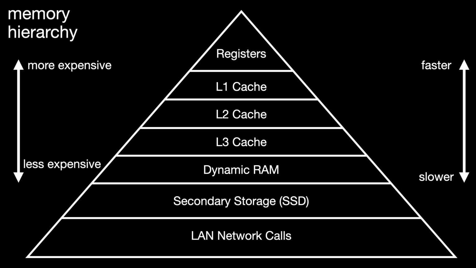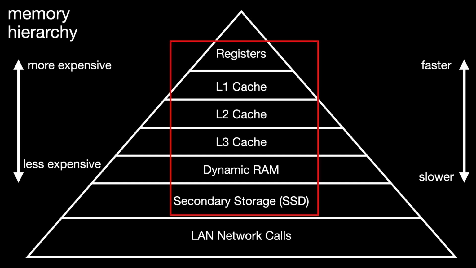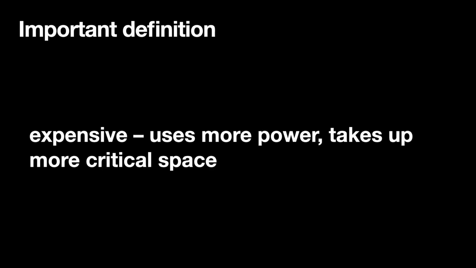As we go from the top of the hierarchy to further down, we can see that memory goes from more expensive and a lot faster to a lot cheaper and a lot slower. We're going to be focusing on these, as I only put LAN calls here just to make a point about them in the end. Now, before we actually get started, I want to make one very important clarification. When I use the word expensive, what I mean is that this piece of memory takes up more power and takes up more critical space on the CPU.